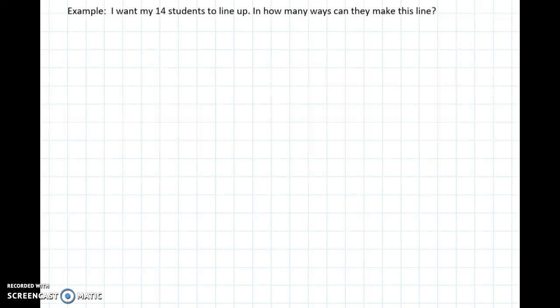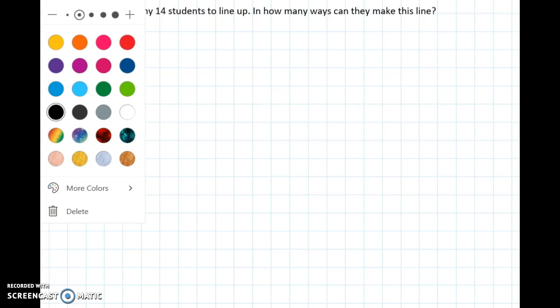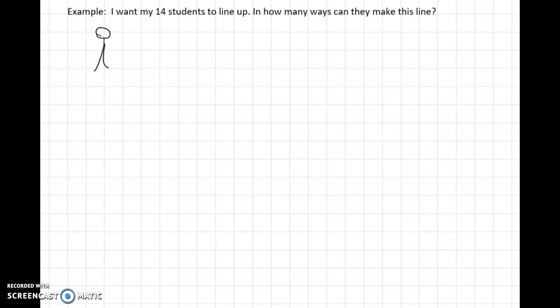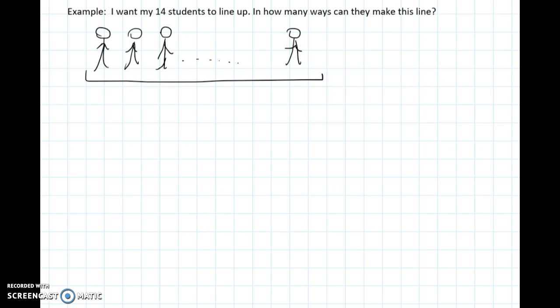I hope you are ready for our next example. I have 14 students in my class and I want them to line up, and I want to know in how many ways they can make this line. Just as an example, let's say I have Luisa in the first place, then comes Ali, and then comes Yuli, and so on. And then I'm going to have a line with the 14 of you.